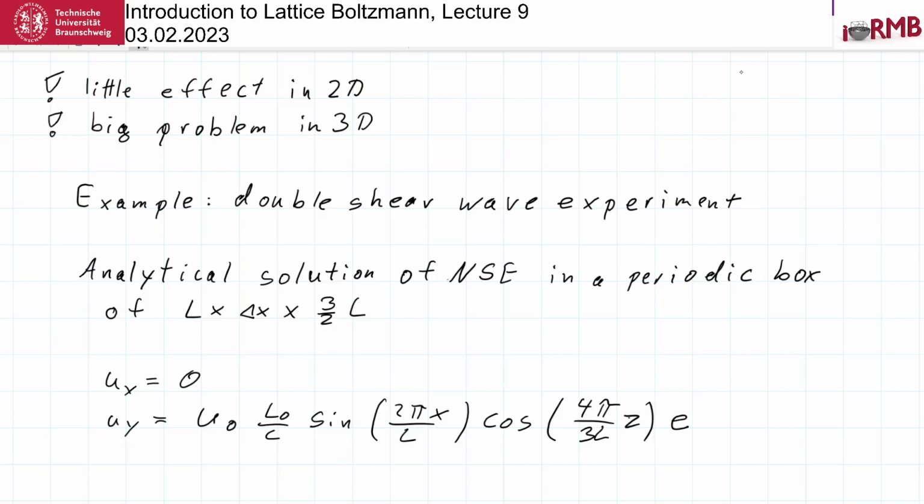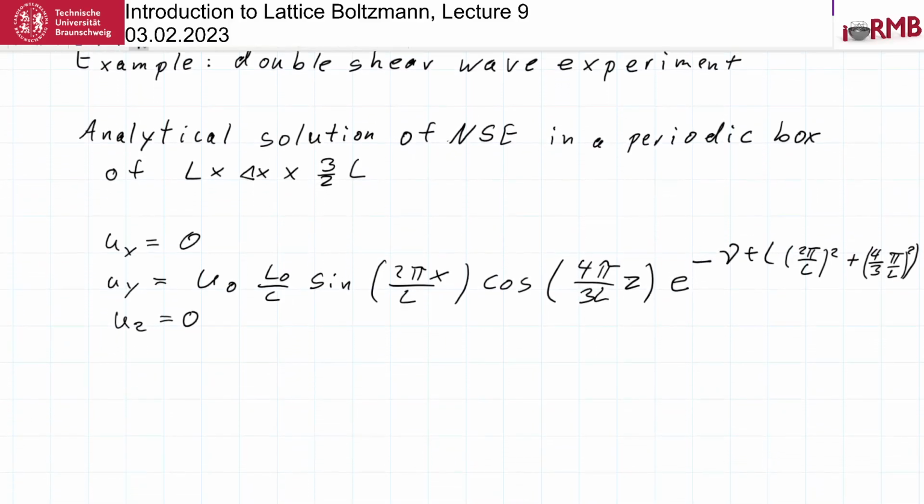And this will decay over time with the viscosity in the exponent, e to the power of minus viscosity times the wave vector squared times the time. Here we have the wave vectors, which is 2 pi over L squared plus 4 pi over L squared. So this was just invented because it highlights this problem. And then there is a velocity uz, which we also set to 0. So we have a plane in which the velocity varies and the velocity is going perpendicular to that plane.